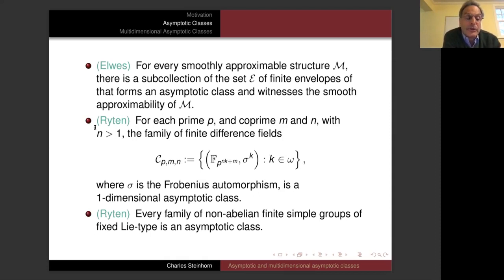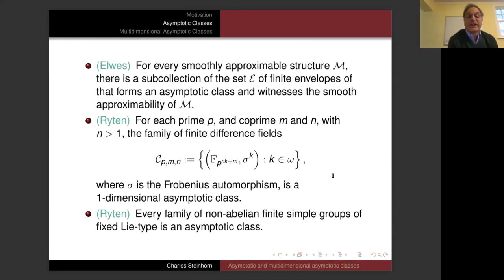Then a beautiful result of Dugald's student Mark Ryten, about the same time, is that if you take a look at this collection of finite difference fields, where I've written them out in detail, you can read the slide, and these are where you have increasing powers of the Frobenius on the field as you increase k. It turns out that this also is a one-dimensional asymptotic class.